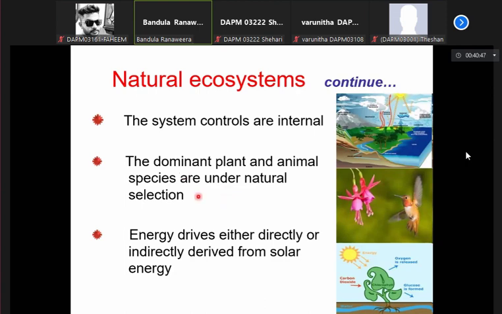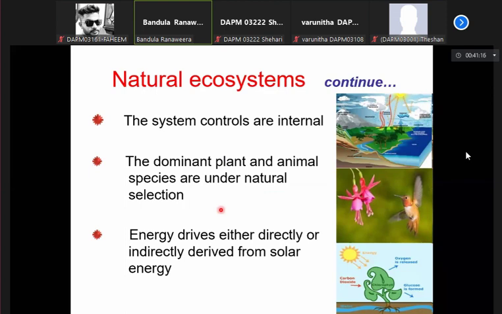And in agro ecosystems, the dominant plant is the crop plant, or the dominant plants are the crop plant species. So the dominant species are selected in the agro ecosystem by the farmer. In a natural ecosystem, it is under natural selection. So nature is the selection factor.